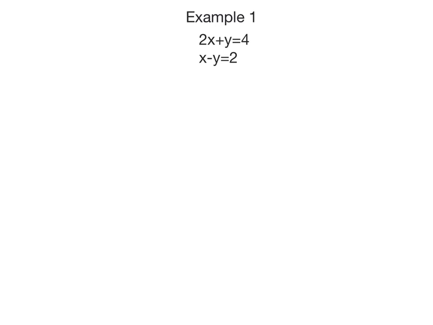Okay, so example 1: 2x plus y equals 4, and then x minus y equals 2. So we're going to add them together.